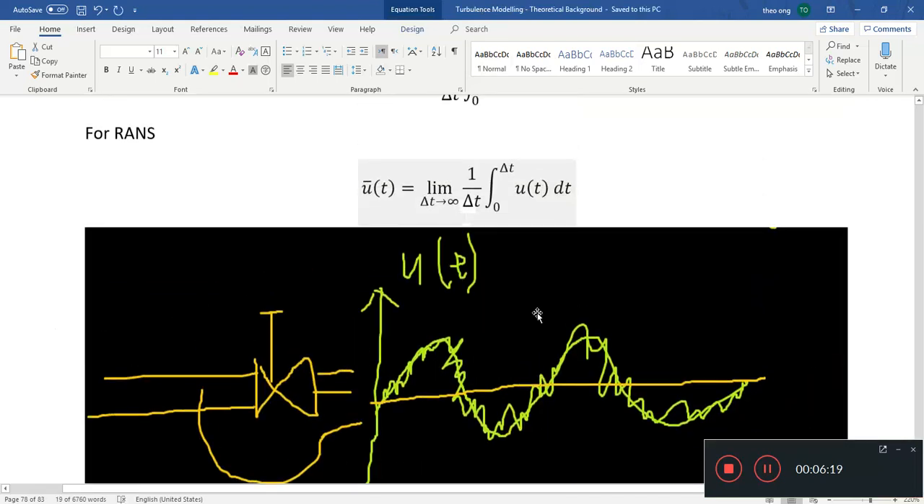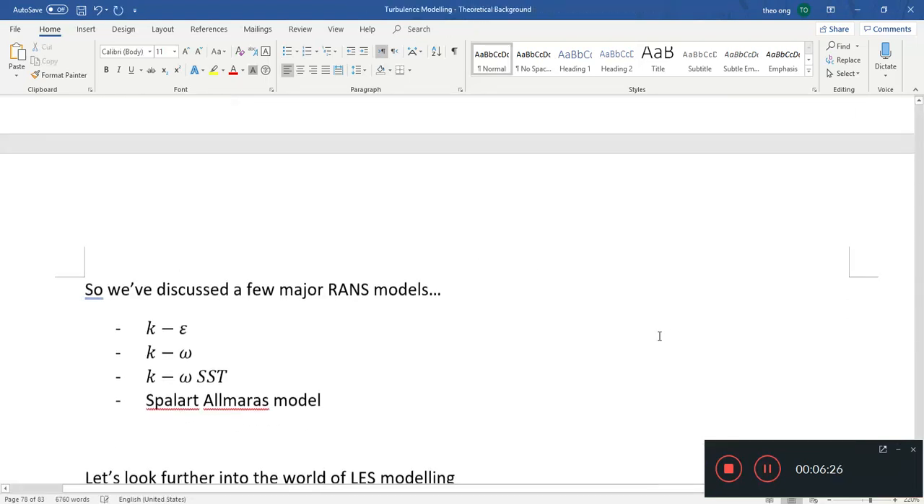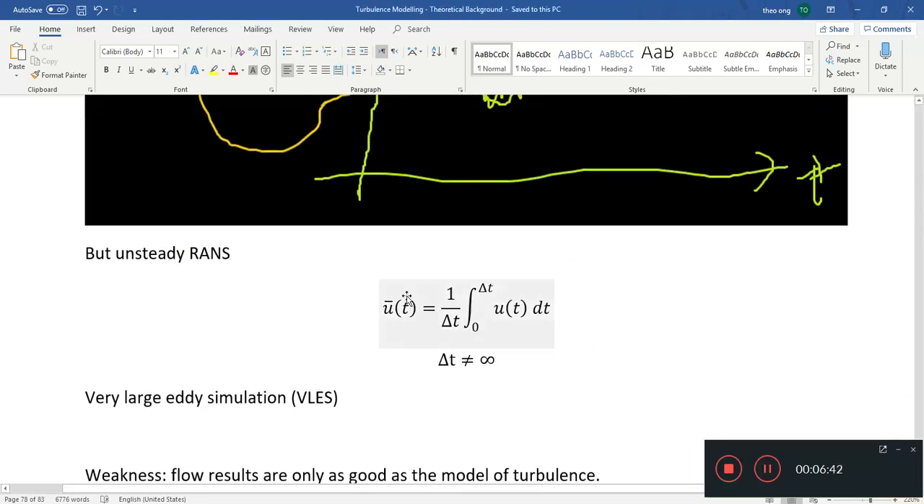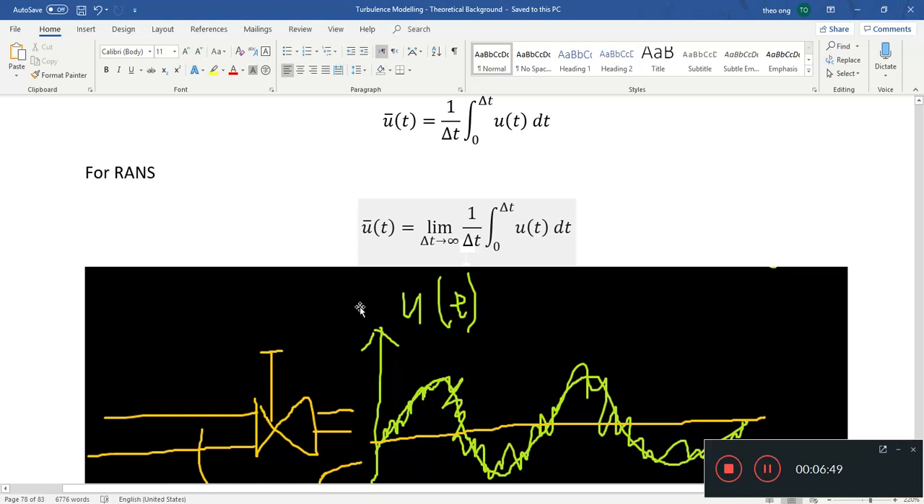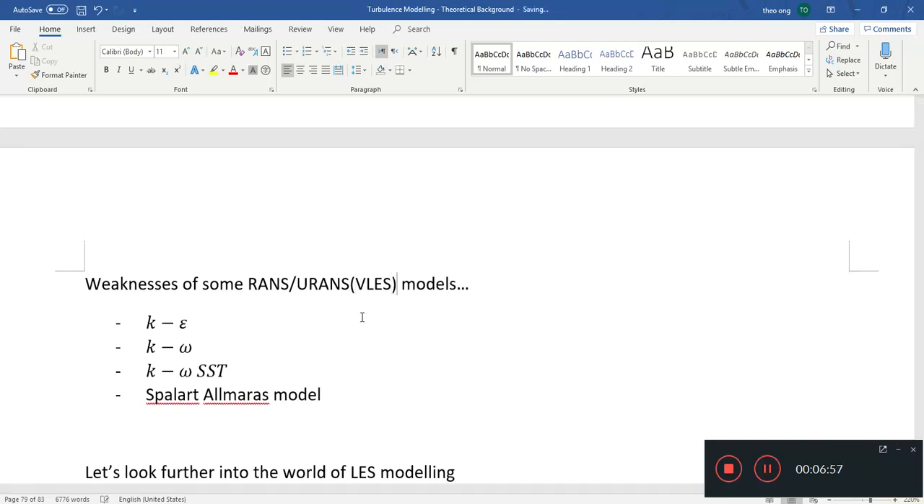So for example, here we can take a look at some of the weaknesses of some Reynolds average Navier-Stokes, or unsteady Reynolds average Navier-Stokes. Unsteady Reynolds average Navier-Stokes has a time dependent term in the Navier-Stokes equation, but it still models viscosity in pretty much the same way as Reynolds average Navier-Stokes. It's commonly called very large eddy simulation. Both of them are almost similar enough. Perhaps you may find some nuance in the literature, but I'm not going to go into that. I will just assume for the sake of these videos that they are pretty much in general the same.